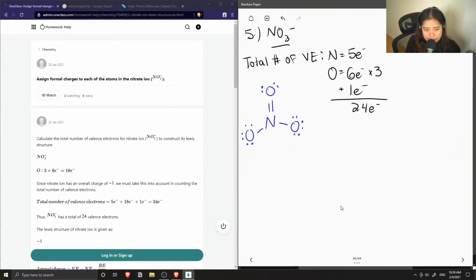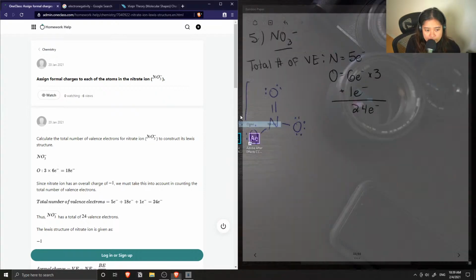So now we have a Lewis structure for NO3.